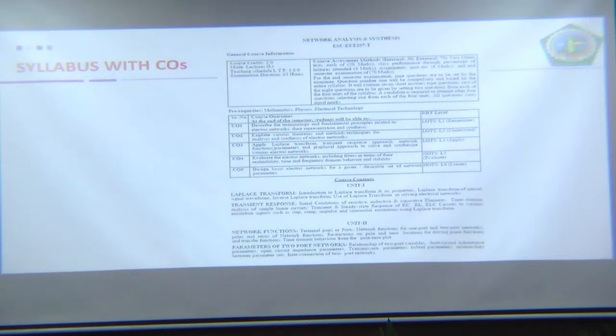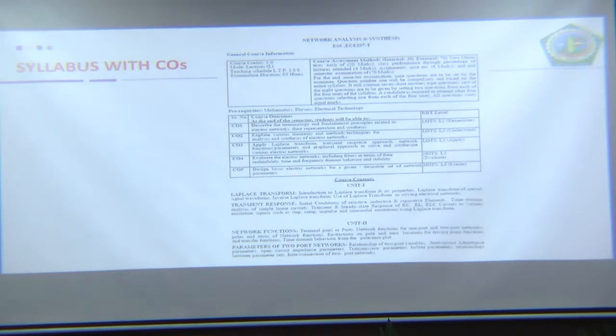So here you can see your CO1: at the end of the semester, the student will be able to describe the terminology, fundamental principles related to electric networks, their representation and synthesis. This is related to remember. Then understand: explain various theorems, like Thevenin theorem, etc. If he understands those theorems, applying is a different thing, for solving that. Then this comes under CO2. Then apply Laplace transform, transient response, network function parameters to solve and synthesize. This comes under apply.